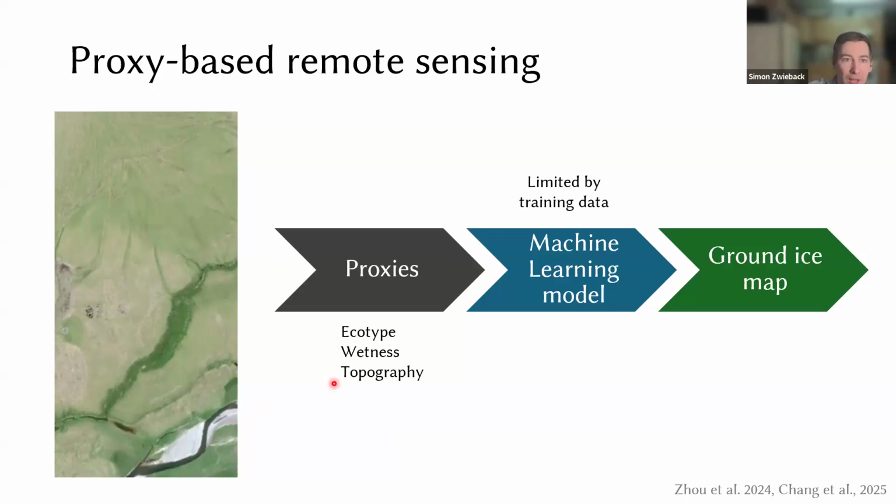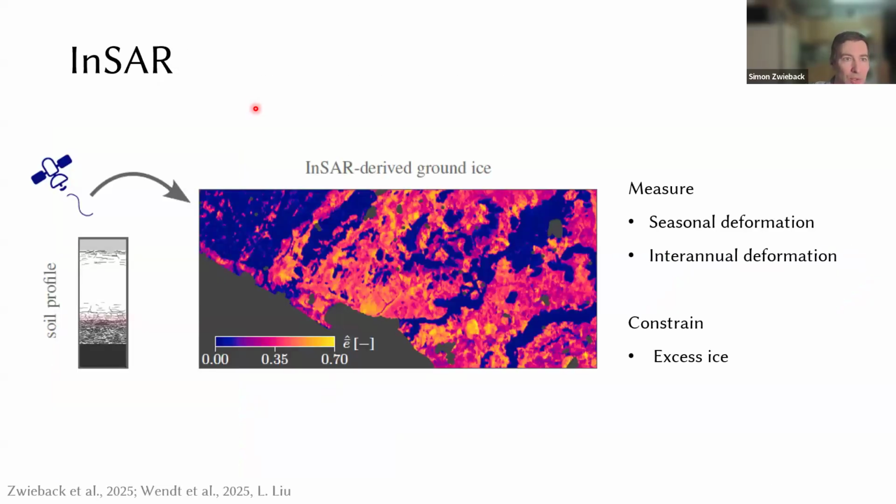So that's method 2. The problem is that in many parts of landscapes, such as this one we can see here, there are areas where these types of proxy-based approaches don't work very well. So in order to fill that gap, there's one third approach we can use to understanding permafrost conditions, and specifically ground ice conditions, and that is InSAR, or interferometric synthetic aperture radar.